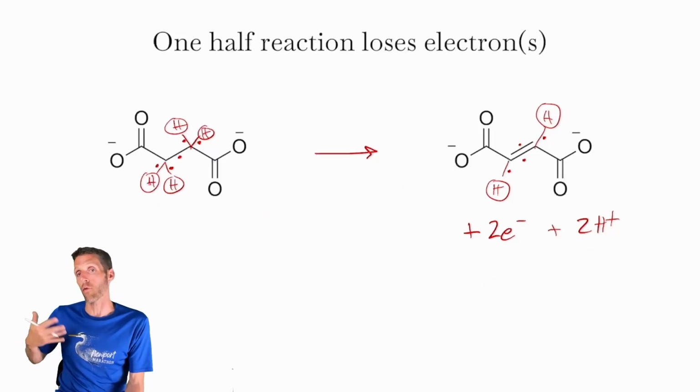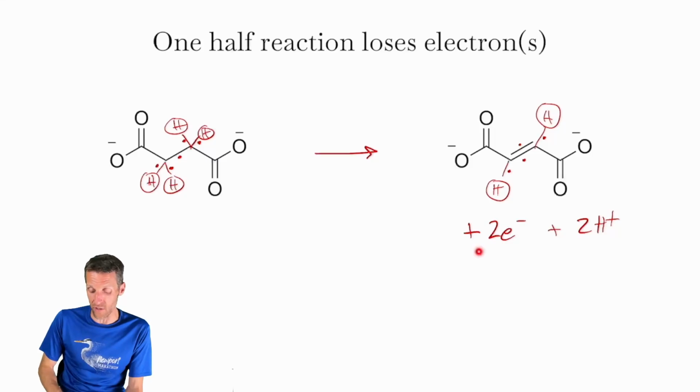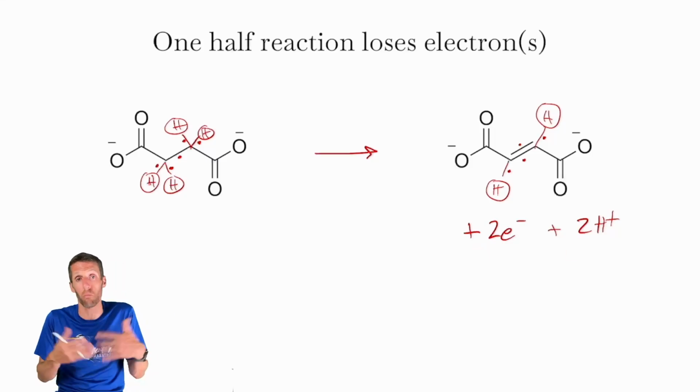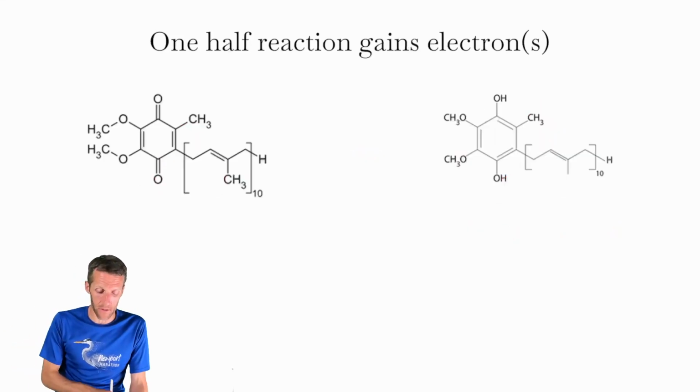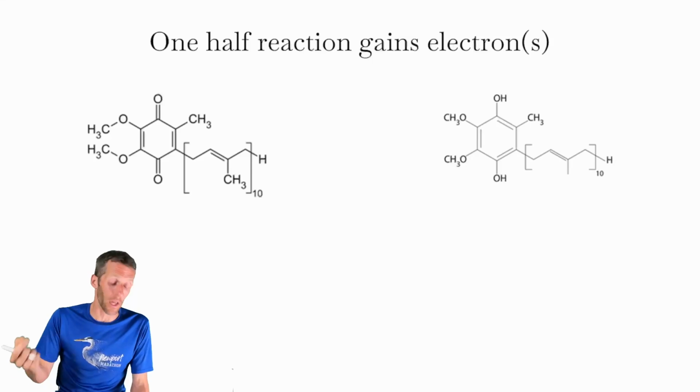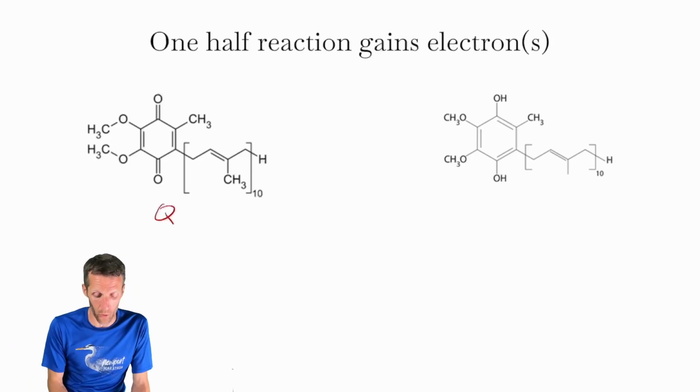That is a half reaction, right? We haven't taken these electrons and protons and put them anywhere. We just pulled them off. So this is, we're losing electrons. What we'll see on the other side is the other half reaction is going to gain electrons. And so here we've got our Q and our QH2.